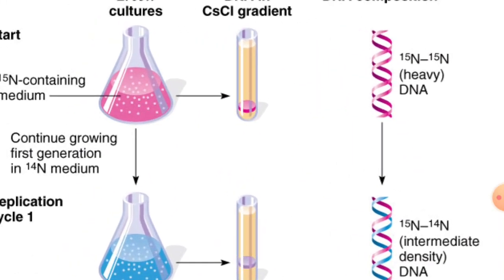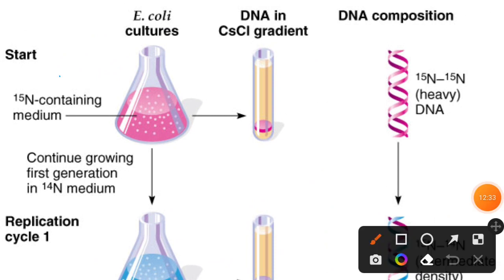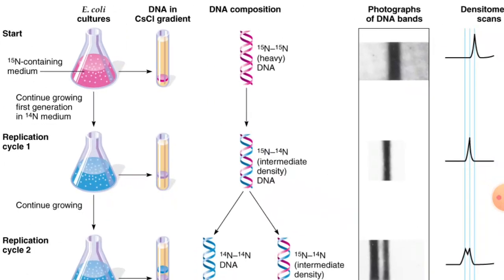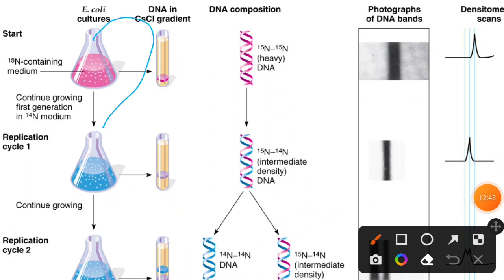As here we are using a heavy nitrogen, it is obvious we will get the band at the bottom of the tube. Clear? Then the scientists transferred that E. coli culture to a N14 medium. Here I want to give you another important concept: the generation time for E. coli is 20 minutes. That is the time required to complete one round of replication.